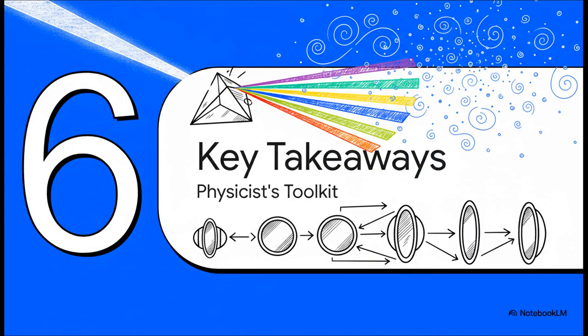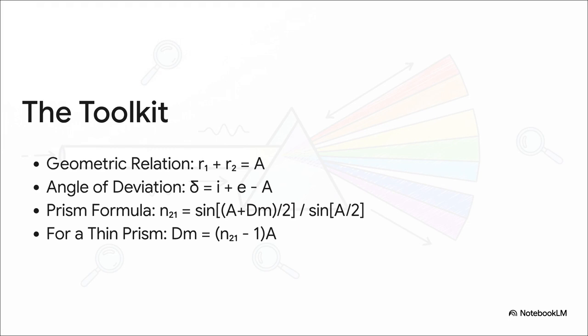Wow, okay, let's take a breath. We just went from following one little ray of light to a formula that tells us about the very nature of glass. Let's recap what we've learned. Think of this as your new physicist's toolkit for prisms. So, here's what you need to remember. First, that simple geometric rule inside the prism: R1 plus R2 always equals A. Then we've got our general formula for the total bend, the angle of deviation: delta equals I plus E minus A. And the grand finale, the prism formula, which only works at minimum deviation, lets us find the refractive index. There's even a simplified version for super thin prisms. This is basically the whole story.